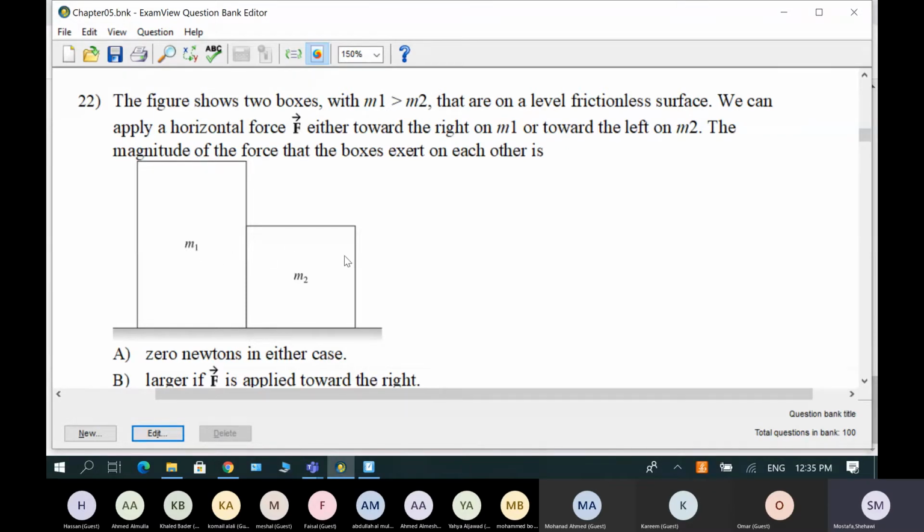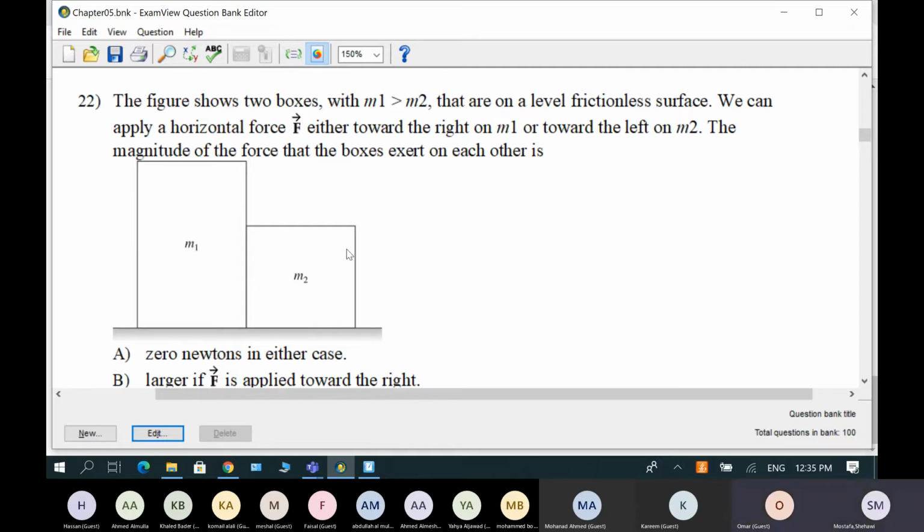So what I want to say is that the force is distributed depending on the masses. If you have more than one mass, you are exerting force on them. If I exert from the right, you will have a force of M1 on M2. It will be different if you exert from the left. M2 and M1 will be different. Which one is greater?